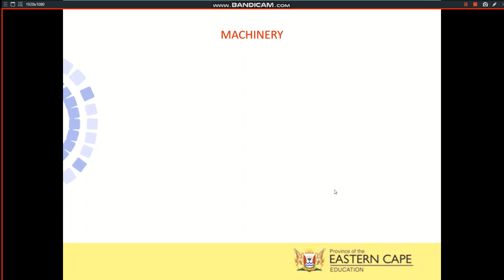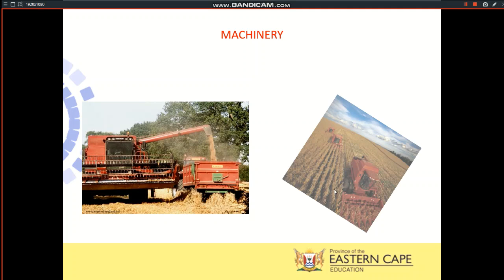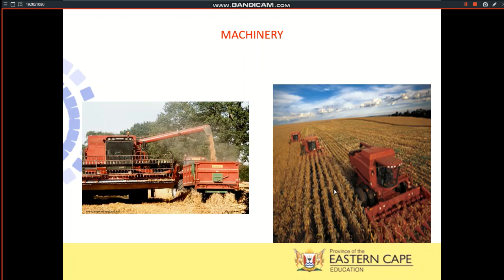Then the machinery. What do they contribute? Machinery is used in most instances in commercial farming, which is highly intense. There you can see large tracts of land is basically used. This is commercial farming. They use machinery and large tracts of land are farmed, and most of the crop is destined for the market.